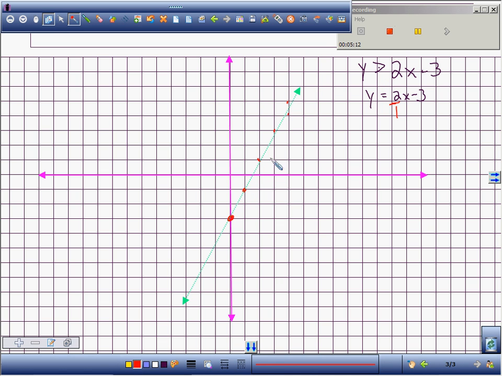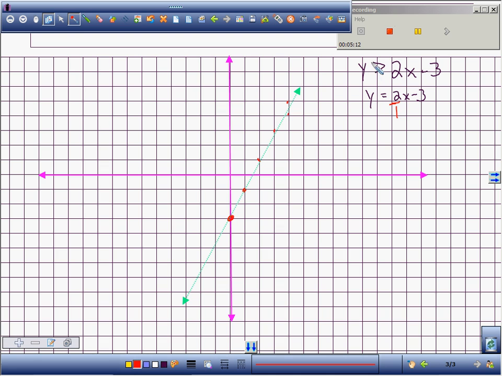Where do you think y greater than 2x minus 3 is? Above or below the line? Above. If it says greater than, chances are it's going to be above. If it's in slope intercept form like this, that's a good way to think about it. If it's bigger than, you shade up. You've got to be careful when it's in standard form, which I'll talk about in a minute.